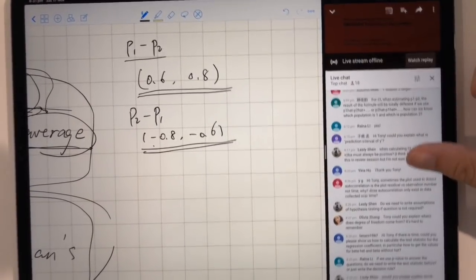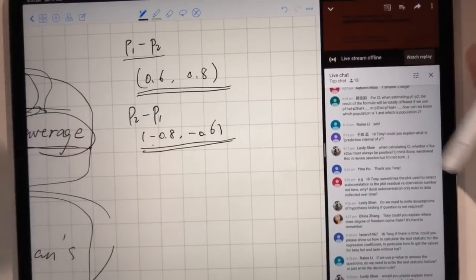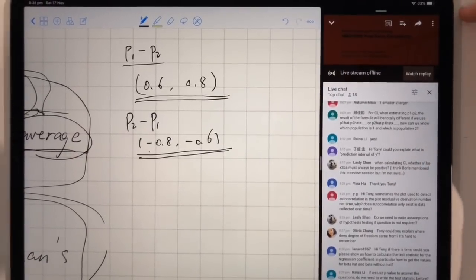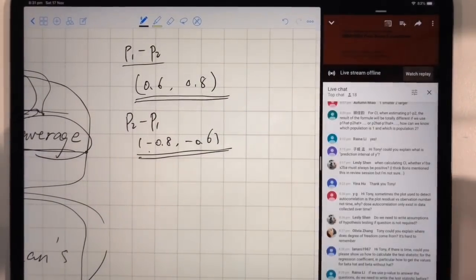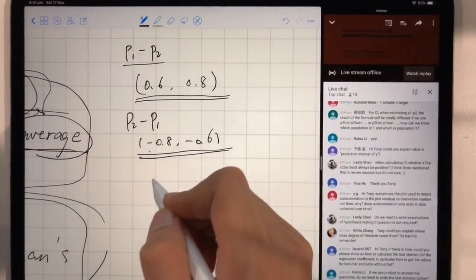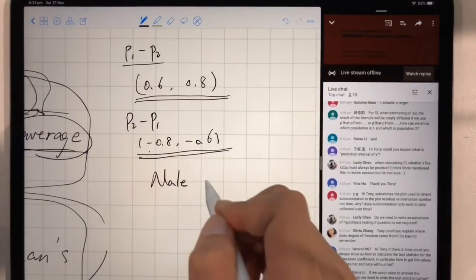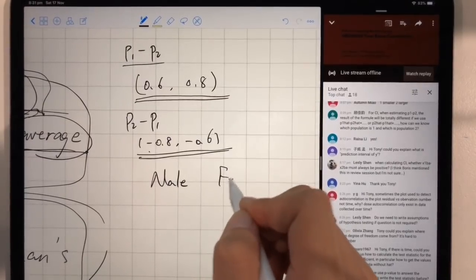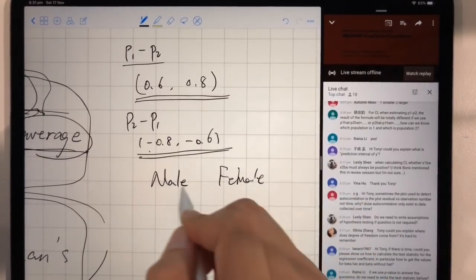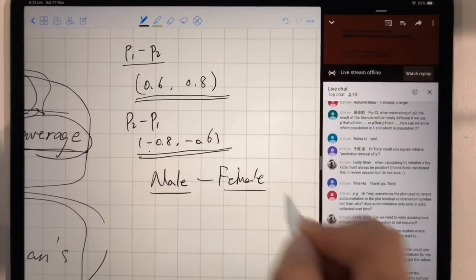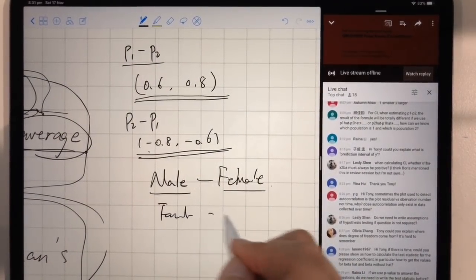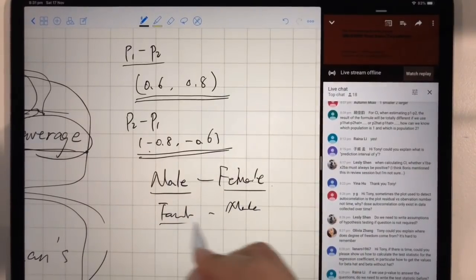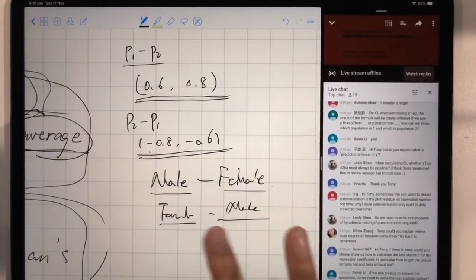Well, I didn't attend the revision class, but I think it depends on the question, okay? So for example, if they ask you the difference between male and female, then you use male minus female, right? If they're asking the difference between female and the male, then you use female minus male, right?